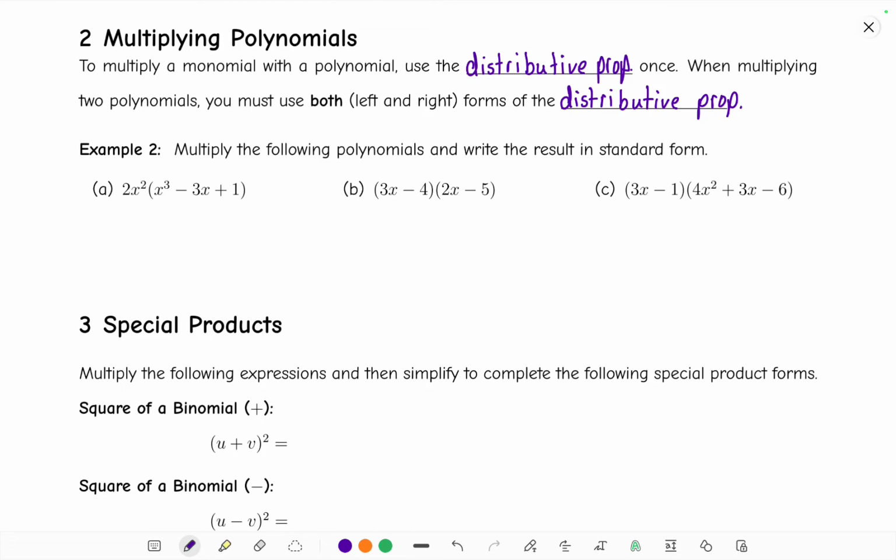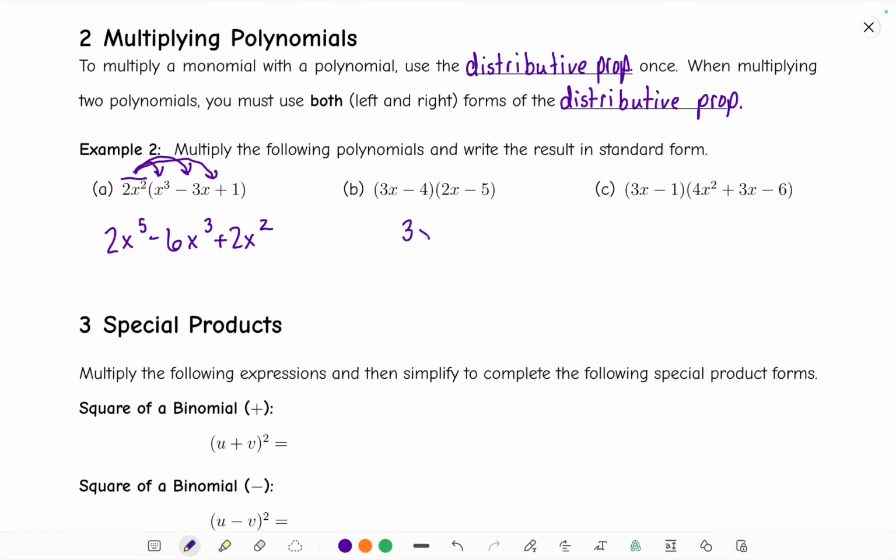So for A, we do just have a monomial times a polynomial. So you take this times x cubed, so that's 2x to the fifth. This times 3x is negative 6x cubed, and 2x squared times 1 is 2x squared. Now for 3x minus 4 times 2x minus 5, I'm going to show you how to do it vertically in case you like to do it that way, and then for C, I'll do it just using the distributive property.